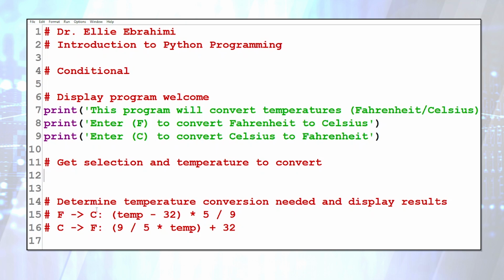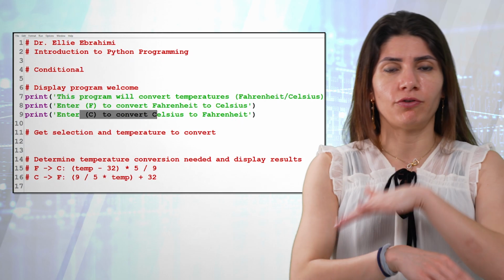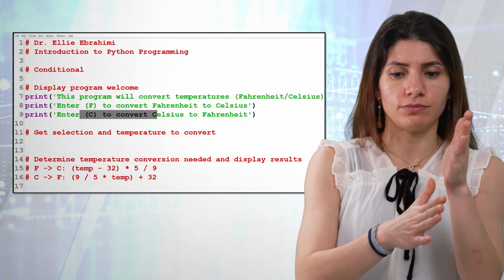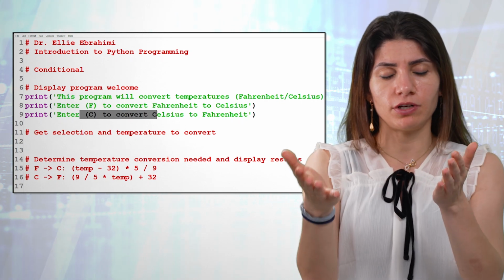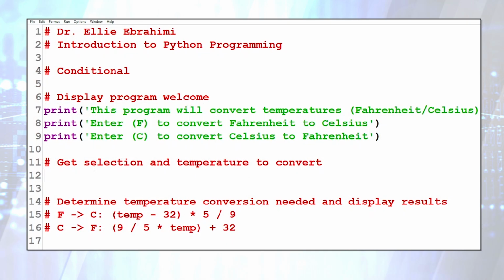As you see, I sectioned my program and I have some headers. The user sees that this is a temperature conversion program that goes from Fahrenheit to Celsius or Celsius to Fahrenheit. It gives some information that you need to put either F or C for your selection, to go from what to what. Then I sectioned off the part where I want to get the information from the user: their selection, F or C, and the temperature they want to convert. So I'm going to do that part next.